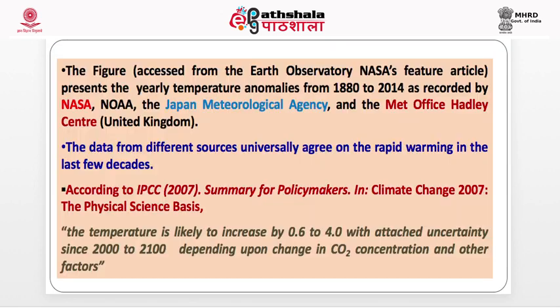Now, this is the estimate. According to IPCC, the Intergovernmental Panel on Climate Change, the temperature is likely to increase by 0.6 to 4.0 degrees with attached uncertainty from 2000 to 2100, depending on the change in CO2 concentration and other factors. Remember, these are estimates, and if you think that an increase of 0.6 is nothing, you are quite wrong. 0.6 is the average. It could mean 10 degrees at one place, or 5 degrees or 1 degree at another place. So its meaning at different places will be different. Actually, averages are always risky.